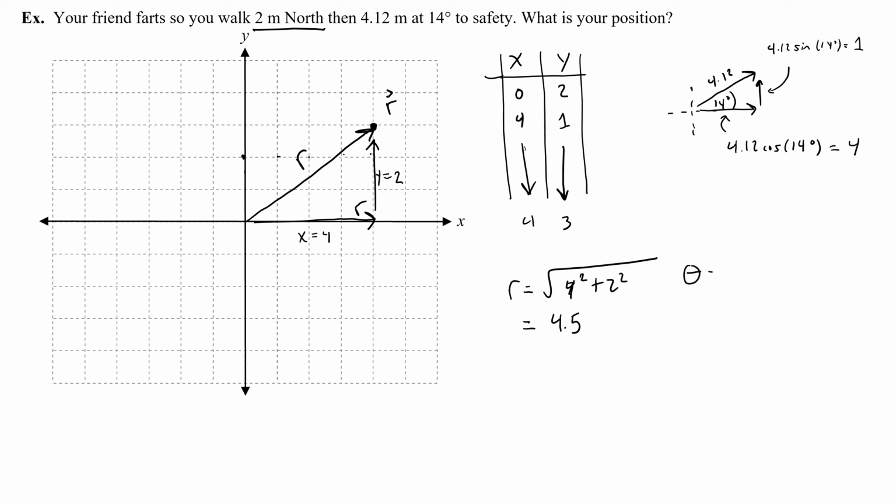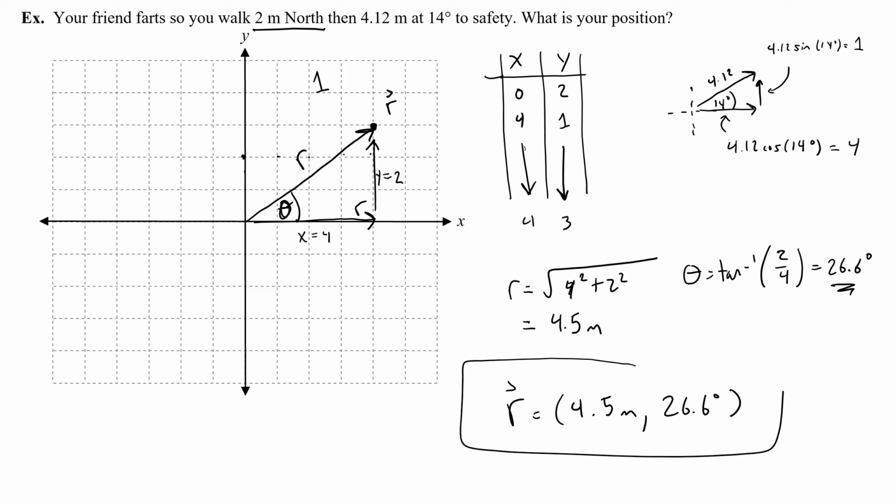And the angle is going to be tangent inverse of the Y over the X, or 2 over 4. And that's 26.56, we'll say 26.6 degrees. That's theta. Now I used tangent inverse, so I need to think, am I in the first quadrant? Yes, so that is the correct angle. And now I can say that my position is 4.5 meters, comma, 26.6 degrees.